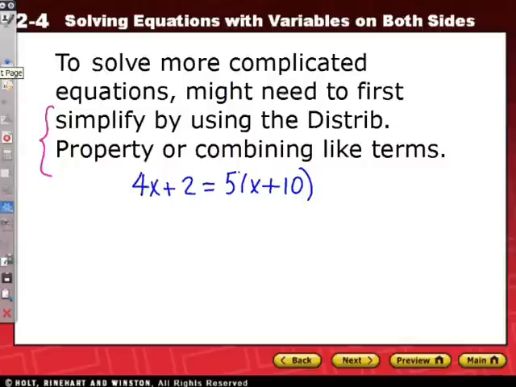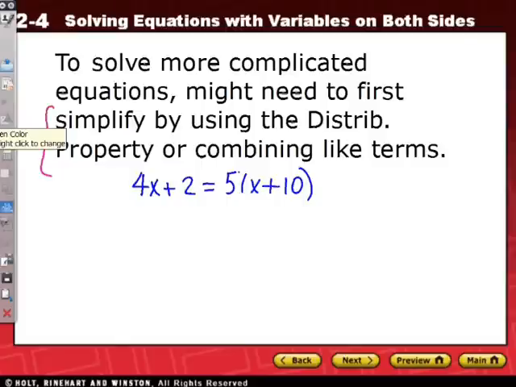To solve more complicated equations, you might need to first simplify by using the distributive property or combining like terms. So they're not all going to be as simple as that first one. Find a spot somewhere in that bottom half of the page to write this example down. It still just has one solution, so don't fill it into either of those other boxes in the middle of the page. This time we need to do a little distributing.